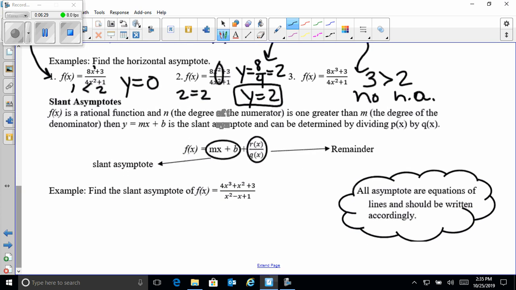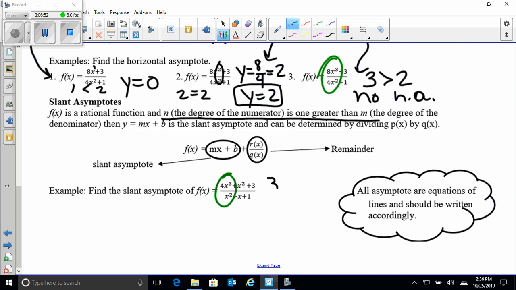How do we know we're going to have a slant? Well, if you look here, it says if our numerator's degree is 1 greater than our denominator's degree. So this example we just did, example 3, that would have a slant. So we have to figure that out. We're going to do this one. This one has a slant. How do I know that?